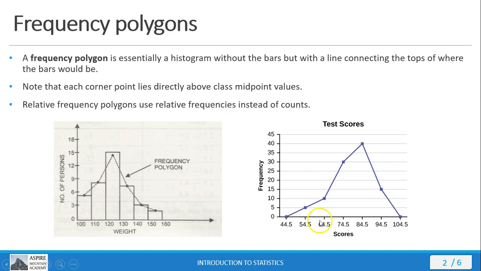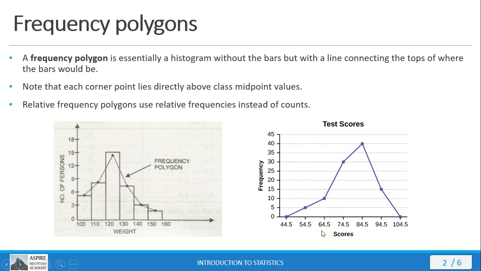Now, keep in mind that these marker labels that you see here at the bottom, this is what you normally would see for a frequency polygon. These are not the labels. Well, they are labels, but they're not telling you, for example, that 10 students got a 64.5 on their test.